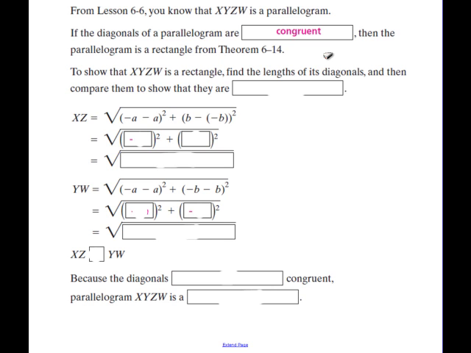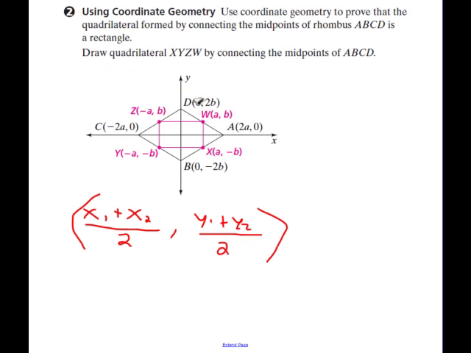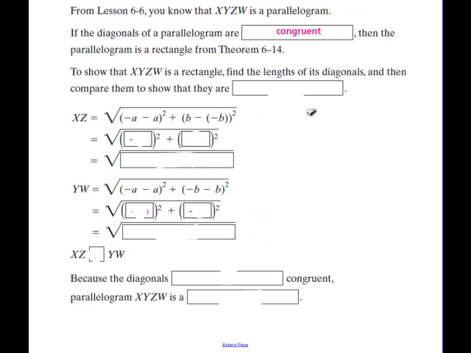Well, to show that they're congruent, we need to find their distance, their length. So we're going to be using the distance formula, but we're going to be using the coordinates from our image up here. Okay, so you should have that in front of you. To do that, we're going to find the lengths of the diagonals and then just show that they're equal, which will prove that they are congruent.